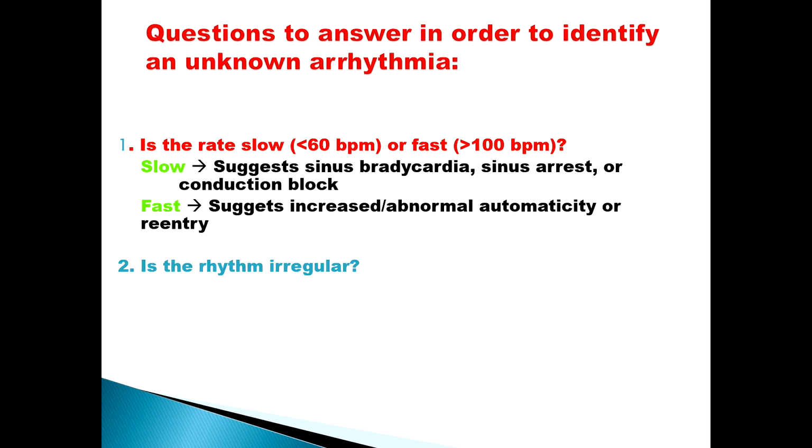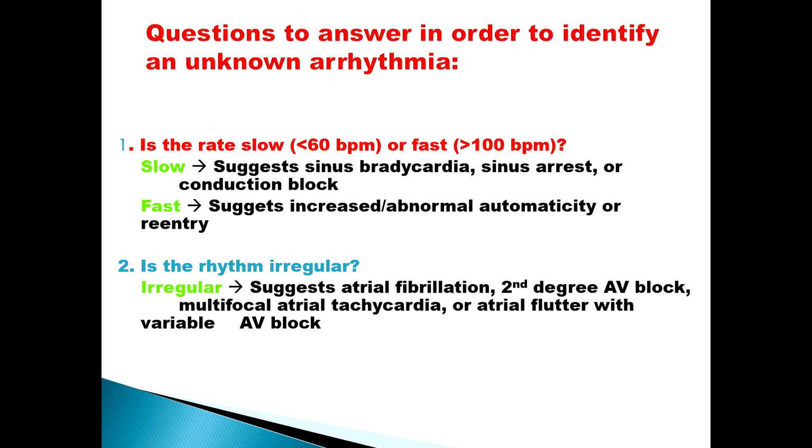Is the rhythm regular or irregular? When you are seeing any ECG, after rate, it comes whether it is regular or irregular. And if it is irregular, then it may be atrial fibrillation, it may be second degree AV block, it may be multifocal atrial tachycardia, or atrial flutter with variable block. These four things should come to your mind.